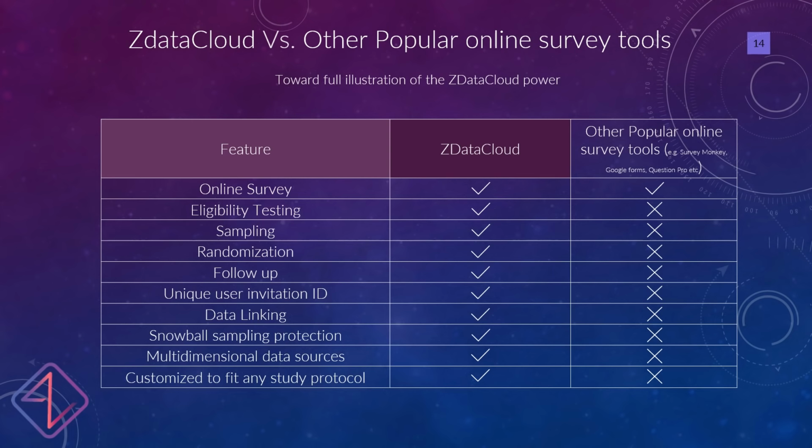One of the most useful extra features of the Z-DataCloud is the ability to create multi-dimensional data sources. For example, in one randomized control trial, we have 3 different data collection forms, questionnaires, one completed by the participant, one by the doctor, and the third by the nurse. All 3 data sources can be linked using the unique participant ID and integrated into one database row for the same participant.